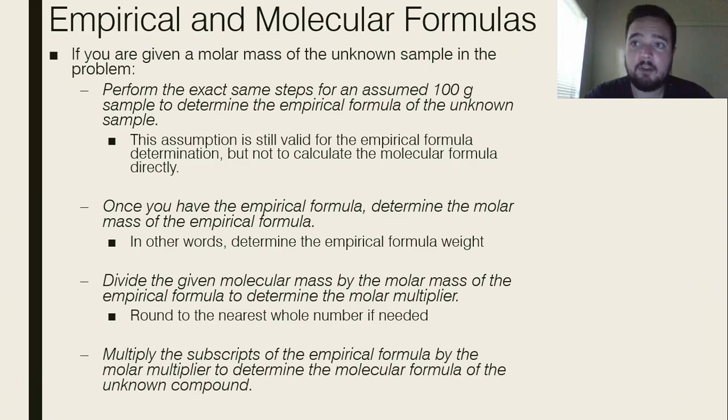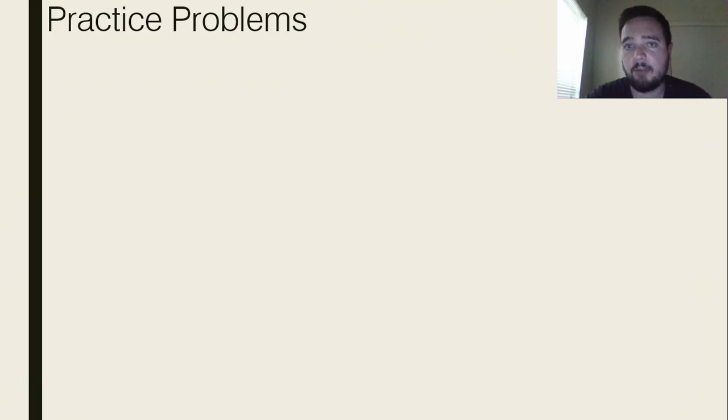And then you're going to take that molar multiplier and multiply it by your empirical formula. That molar multiplier is going to multiply every subscript, and that will turn it into the molecular formula of the unknown compound.